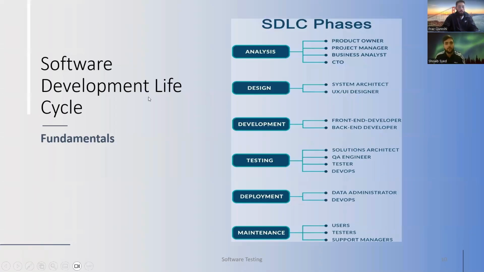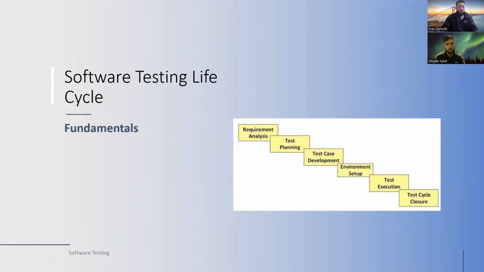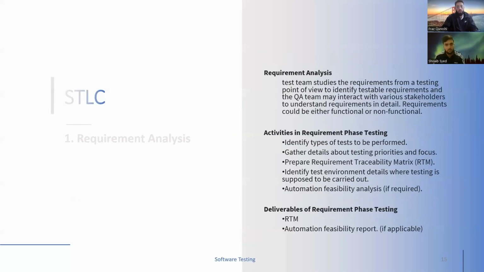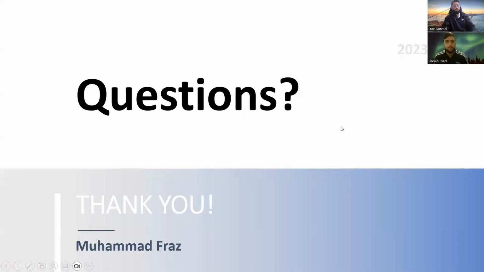Software development lifecycle has 6 phases, and each phase has its own deliverable. Each phase works on one particular thing at a time. Similarly, in the software testing lifecycle, every phase has entry criteria and exit criteria, and then at the end, acceptance criteria, which should be met for me to accept your application. Any questions before we conclude?